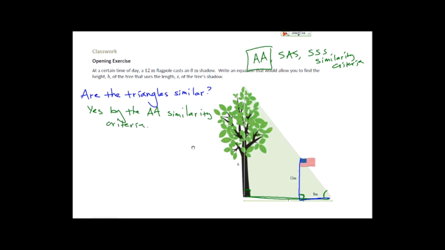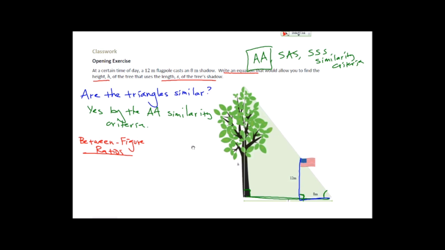Now, the question that we are asked is to write an equation that would allow you to find the height h of the tree that uses the length s of the tree's shadow. Now, there are two different kinds of ratios you can use to answer this or almost any question about similarity. One method is by using the between figure ratios. Now, I commonly call this corresponding ratios because they have to do with corresponding sides.